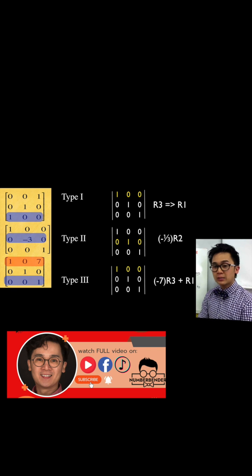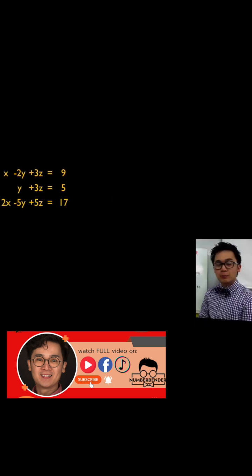Now before we proceed to our next example, I want you to take a look at the last row in our third matrix. Notice that even though I multiplied negative 7 to row 3, I still did not change my row. Now in this example, we have a linear system. And in this linear system, our task is to solve for the solution of our linear system.